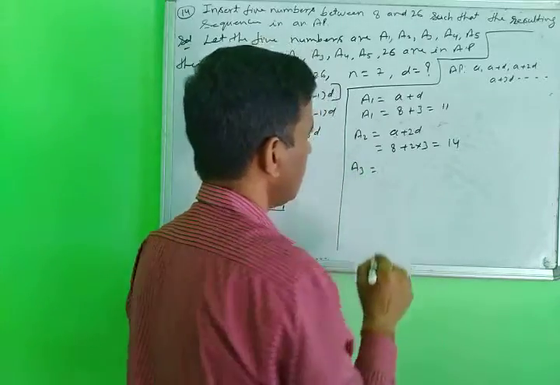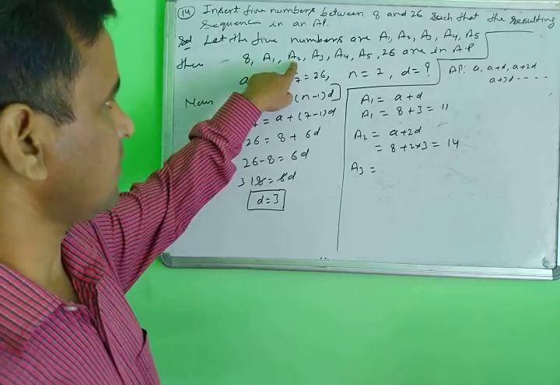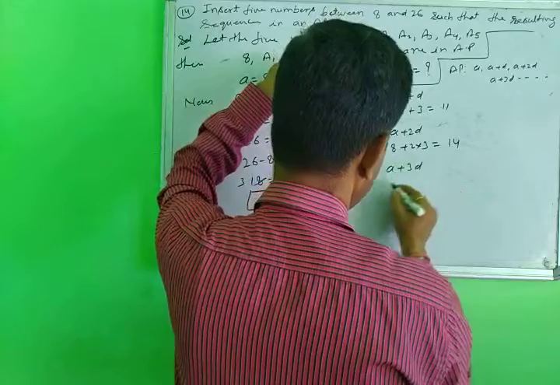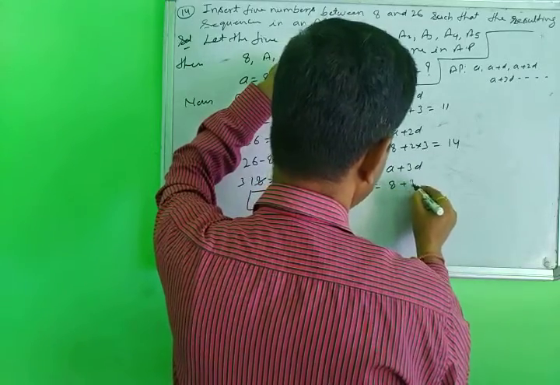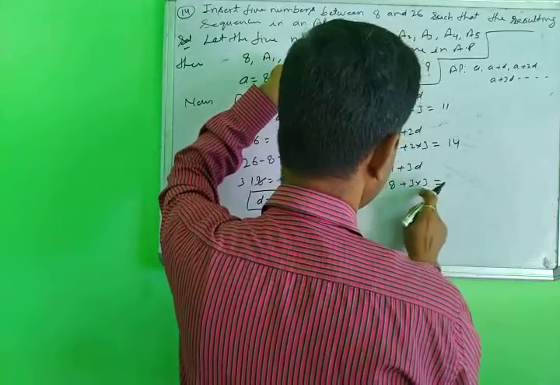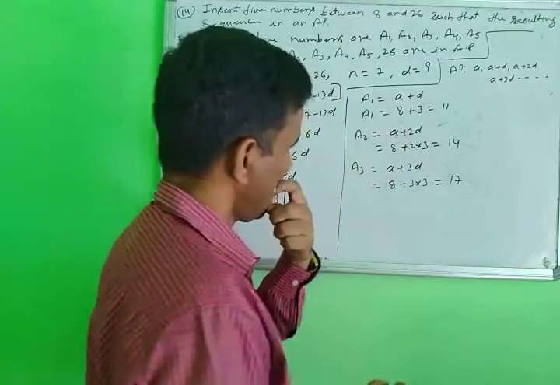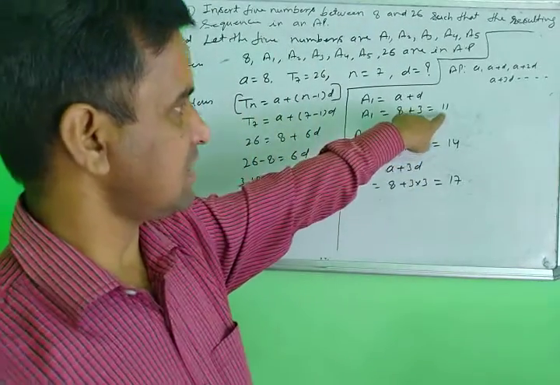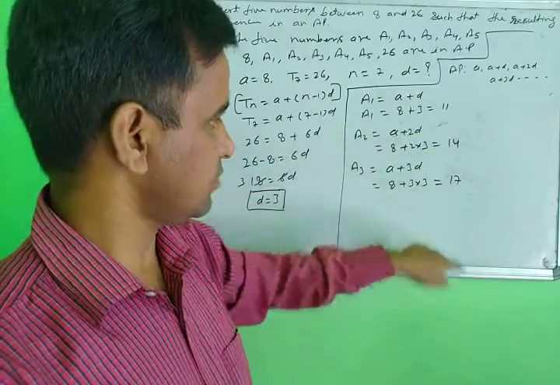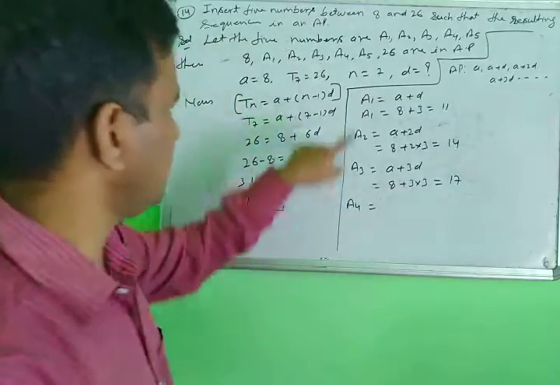Next A3. First term, second term, third term, and the fourth term is A plus 3D. What is the value of A plus 3 times 3? 3 times 3 is 9, and 8 plus 9 is 17. What is the difference here? 11, and 3 plus 11 is 14, correct. Next, the value of A4 here.